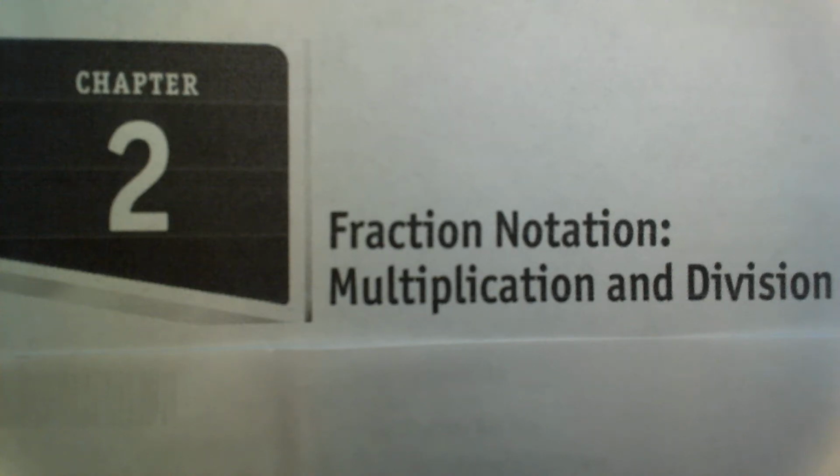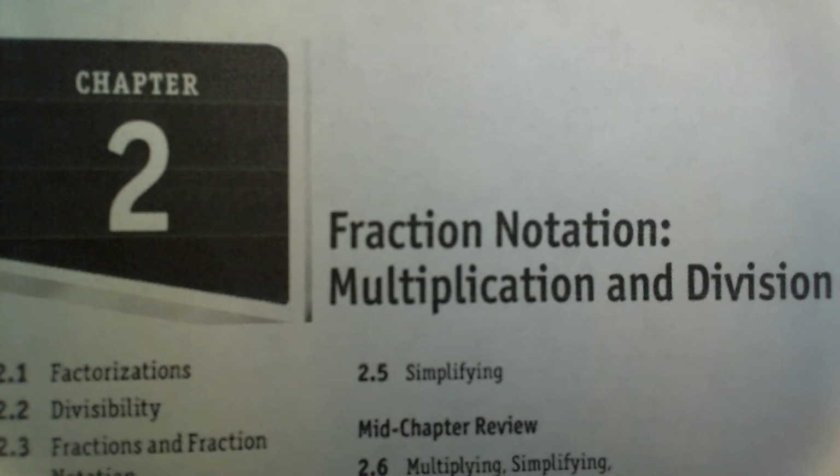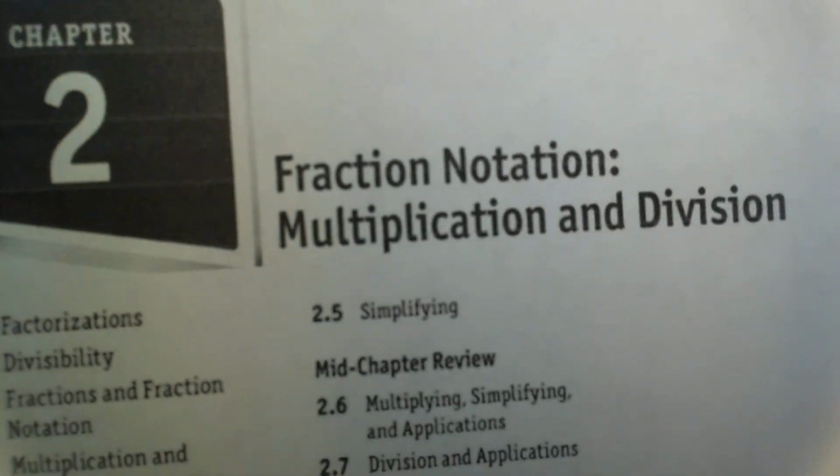Chapter 2 covers fraction notation, and the first major parts are multiplication and division. So section 2.1 covers the following topics. We determine whether one number is a factor of another number, and then we're going to find multiples of a number and determine whether a number is divisible by another.